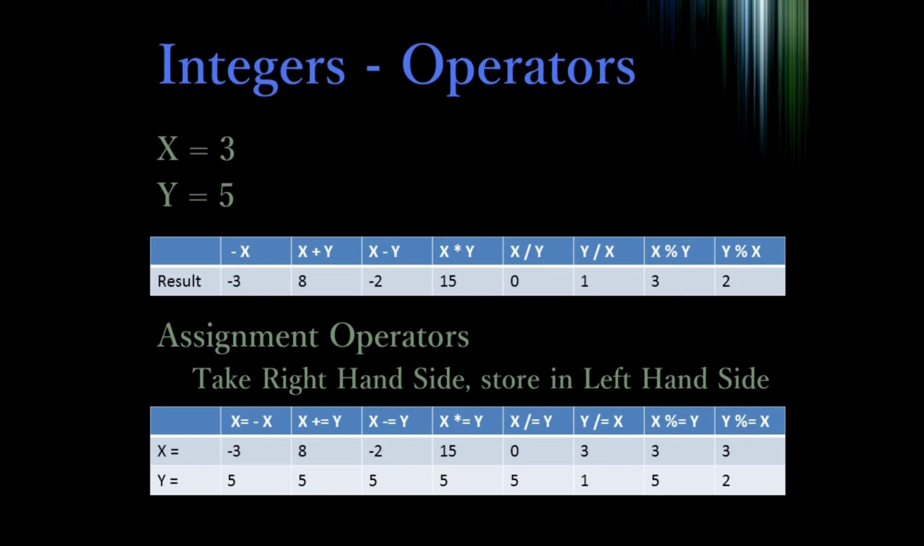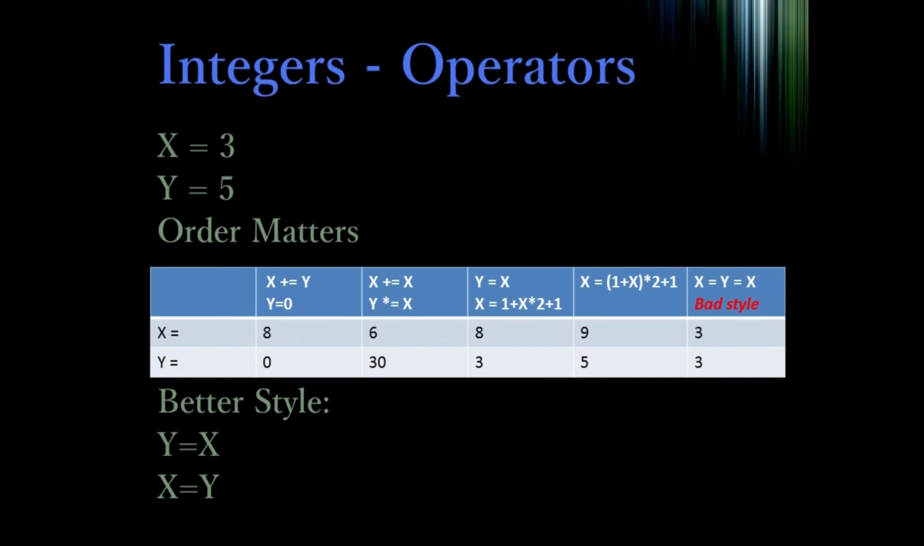Once we start having more complex equations, the order of what we're doing starts to matter. So if we take y and we add that to x, and then we change y, this doesn't change the value of x. In the third column here, we can see that we have a little bit more complicated equation. We have 1 plus x times 2 plus 1. And what you'll notice is that the order of operations is being followed, where multiplication is done before addition.